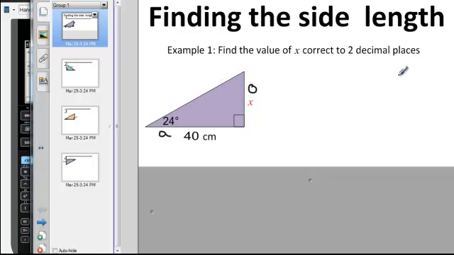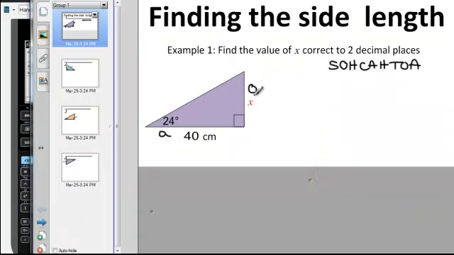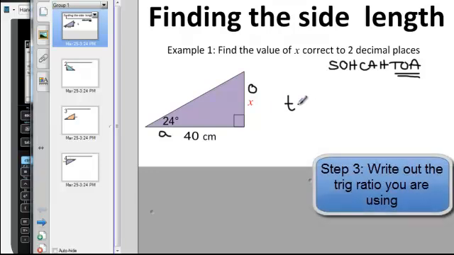Next thing is you're going to have to know which ratio to use, and the way we work that out, remember, is with our word SOHCAHTOA. So let's write that in, SOHCAHTOA. And because we're working with the opposite and the adjacent side, the ratio that we want to use in this case is the tan ratio. Okay, so let's write that ratio in. The tan of whatever theta is, whatever our angle is, is the opposite over the adjacent side.